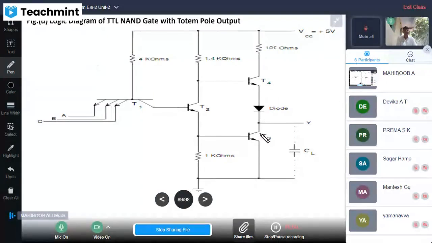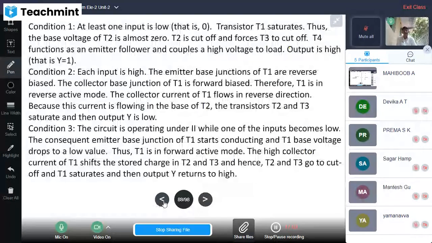A top on T3, so that they will be connected in series and output is taken from T3. As far as working is concerned, there is case 1 and case 2. Go through the literature. At least one input is low, that is, any one of the inputs is low.